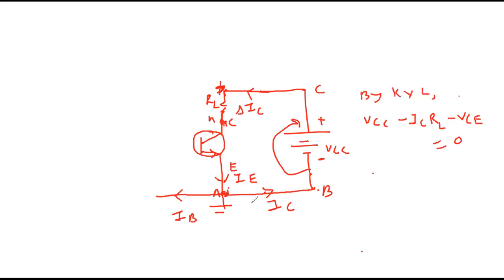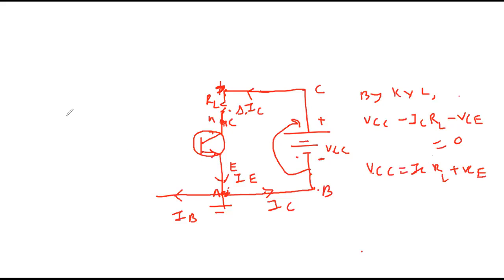Did you understand this line? By Kirchhoff's voltage law, VCC minus ICRL minus VCE is 0. That means VCC is ICRL plus VCE. Tell me, have you followed everything till this in the output side? Yes. If you didn't understand, I will explain with Ohm's law.